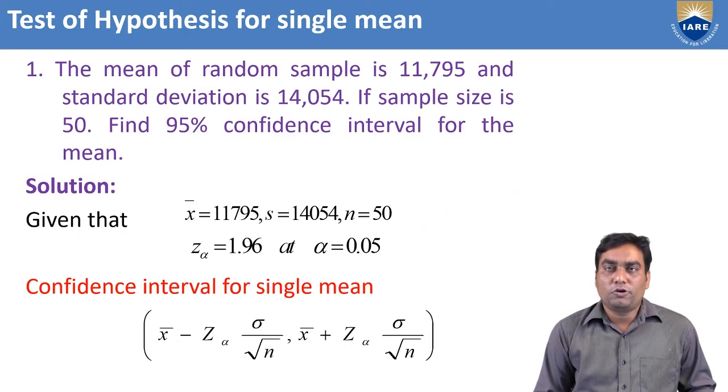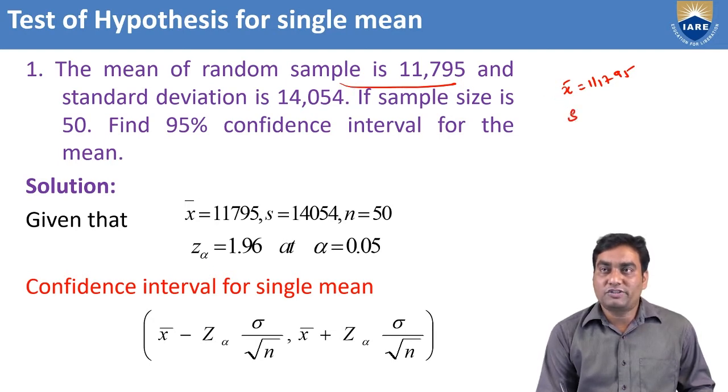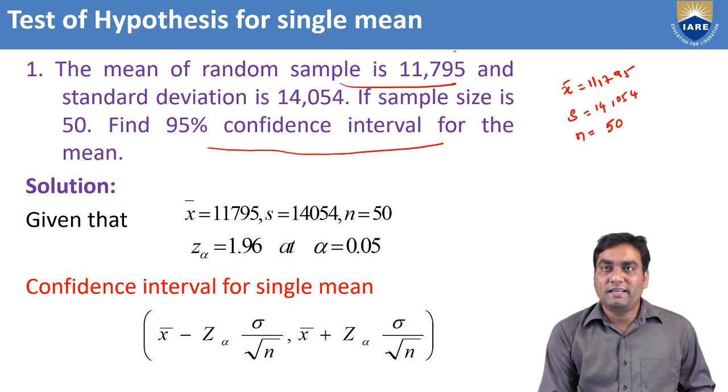See, according to this problem, the mean of random sample is given. That means x bar value is given, 11,795, because it is mean of the random sample. Similarly, sample standard deviation is denoted by S. This value is also given. And sample size is 50, that means sample size is denoted by small n. Find the 95% confidence interval for the single mean.